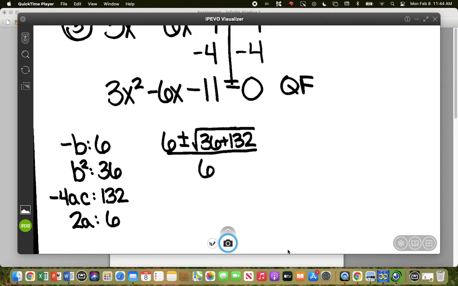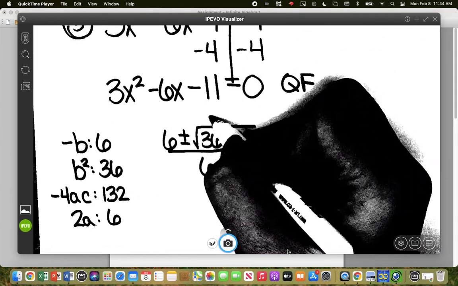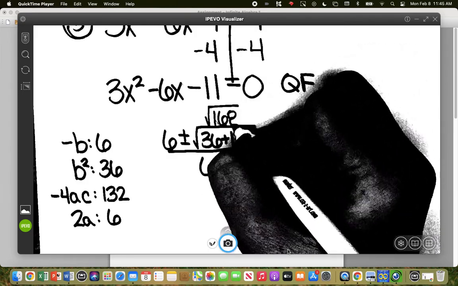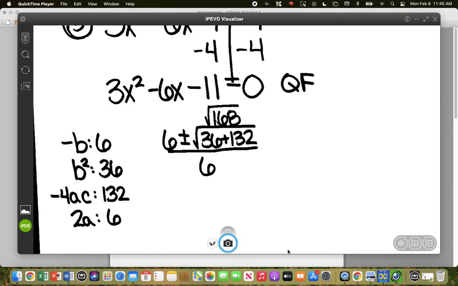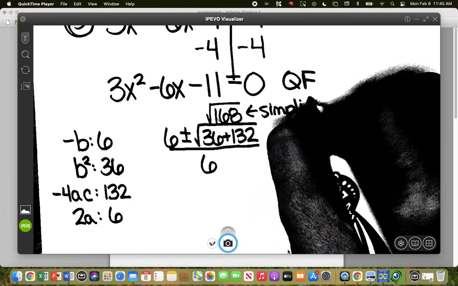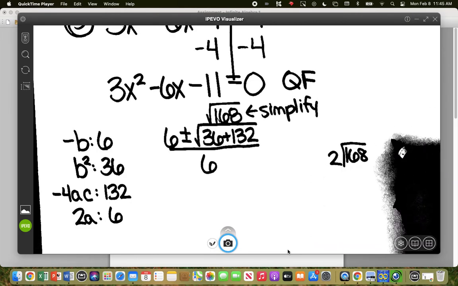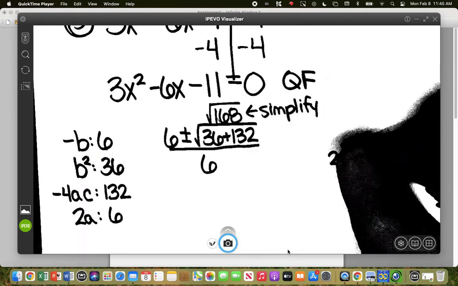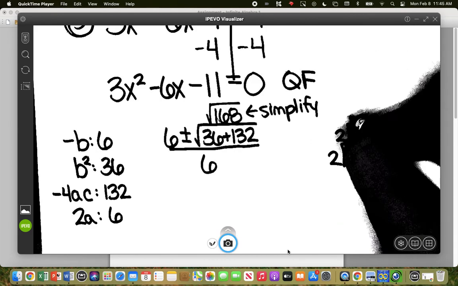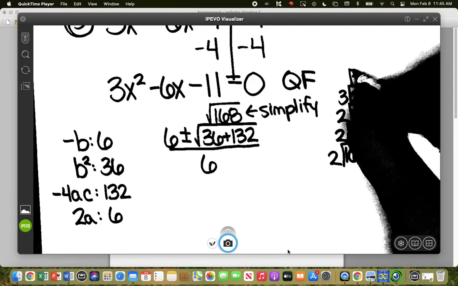Alright, 36 plus 132. You're going to say, what am I going to take the square root of? 168. Now, this is definitely not a perfect square, so we are going to have to simplify it. So, if I take 168, can I divide that by 2? What do I get? 84. I can divide that by 2 again. Yep, and divide that by 2 again. And then I divide that by 3 and I get 7.